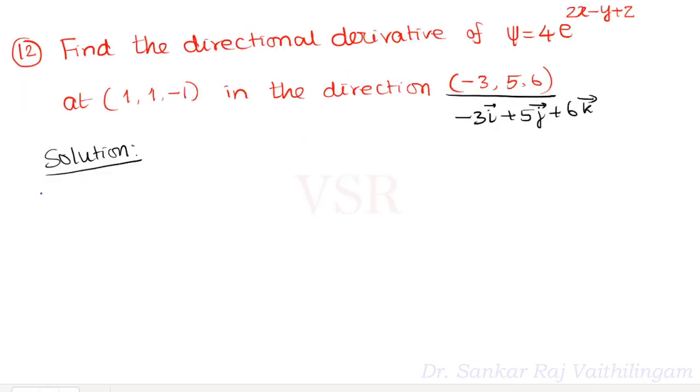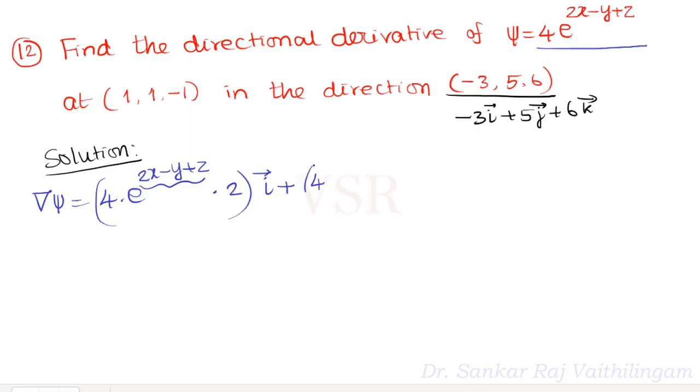so del psi என்ன கிடைக்கும், முதல்ல this equation எதை பொறுத்து டிஃபரன்ஷியேட் பண்ண போறேன், x பொறுத்து. அப்போ 4 கான்ஸ்டன்ட் into e to the power 2x minus y plus z into x பொறுத்து பண்ணும்போது 2. so that is equal to i வெக்டார் plus அதுக்கு அடுத்து y பொறுத்து டிஃபரன்ஷியேட் பண்ணோம். அப்போ முதல்ல 4 into e to the power 2x minus y plus z into y பொறுத்து டிஃபரன்ஷியேட் பண்ணா into minus 1.